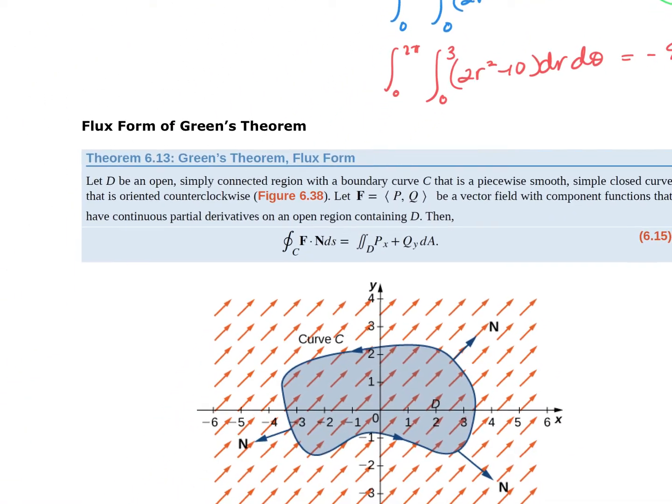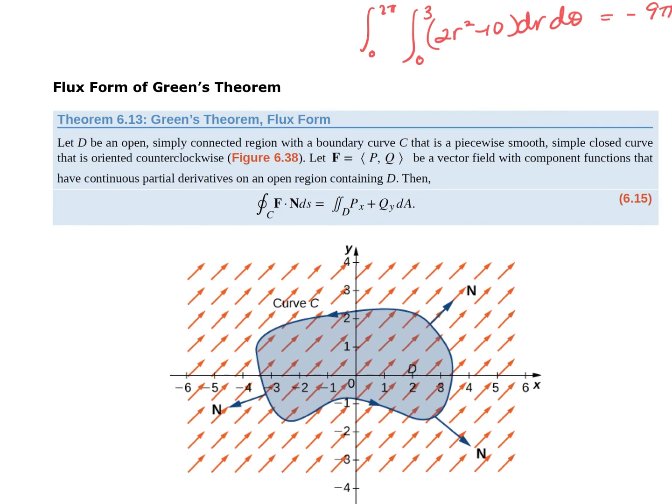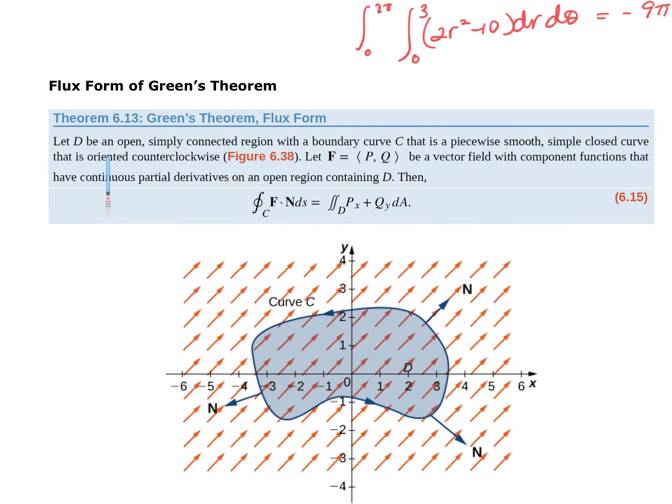All right, now let's look at the flux form of Green's theorem. Let D be an open, simply connected region with a boundary curve C that is a piecewise smooth, simple closed curve that is oriented counterclockwise, and F a vector field with component functions that have continuous partial derivatives in an open region containing D. Then the flux over the curve C of F dotted with n ds is equal to the double integral over the region D of the partial of P with respect to x plus the partial of Q with respect to y dA.